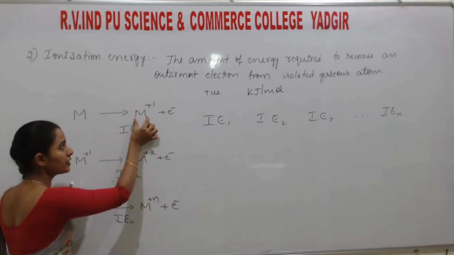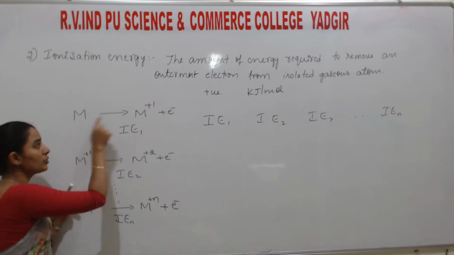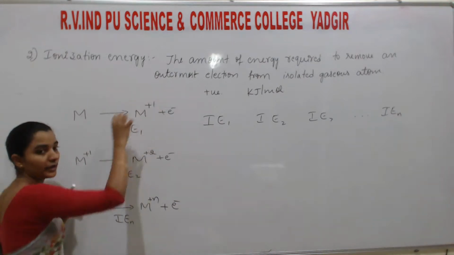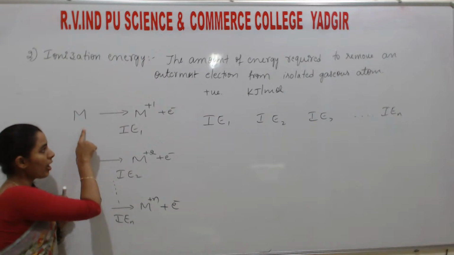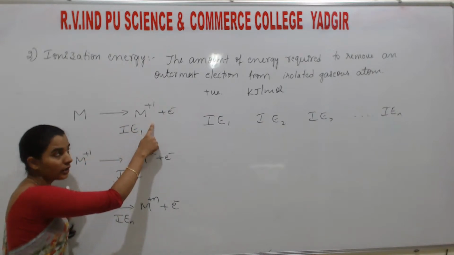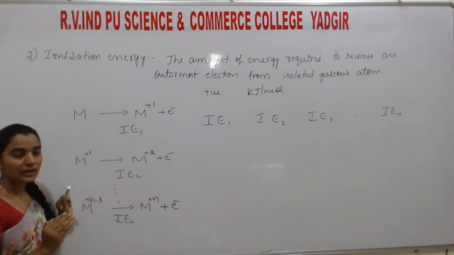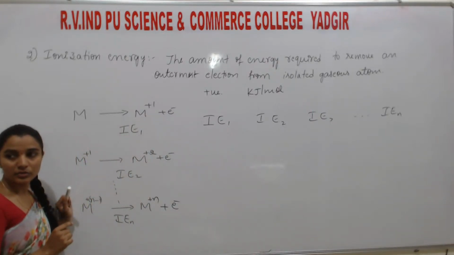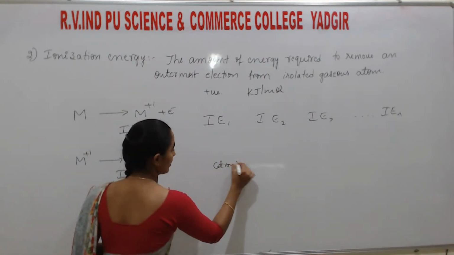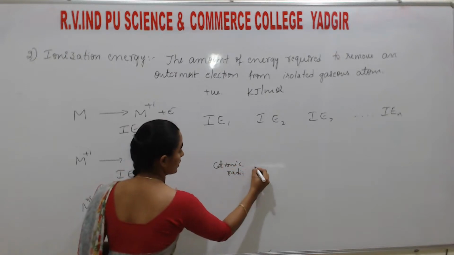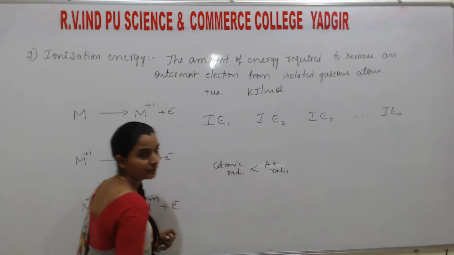Listen, if the metal atom is neutral, after removal of an electron it changes to plus 1, that is, it changes to a cation. When it changes from atom to positive ion, that is cation, the size decreases. You know the cationic size is always less compared to the atom. In the last class I wrote that the cationic radius or size is always less than the atomic radius.